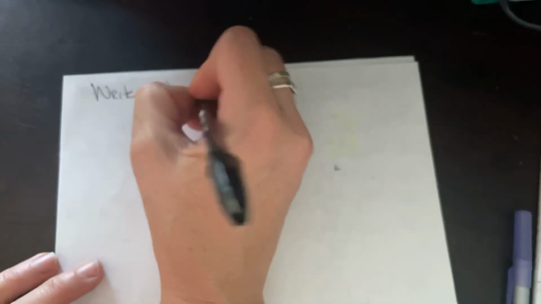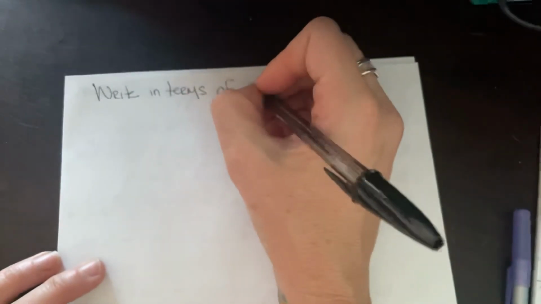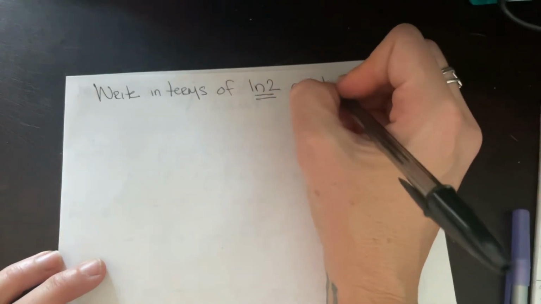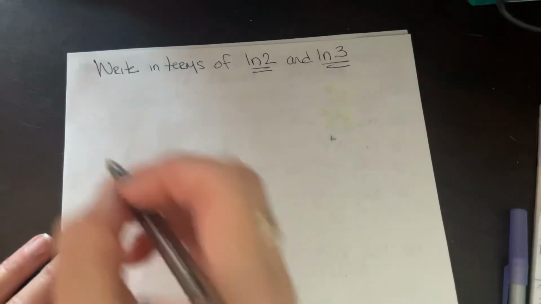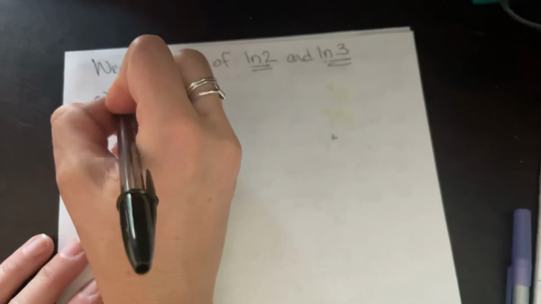Okay, so you have something like this for your homework, so I wanted to make sure we went over it. The question's going to say, write in terms of ln of 2 and ln of 3. So that means your answers need to be in terms of it. It's okay. I know it's weird. Let me explain it. Here is our first one.